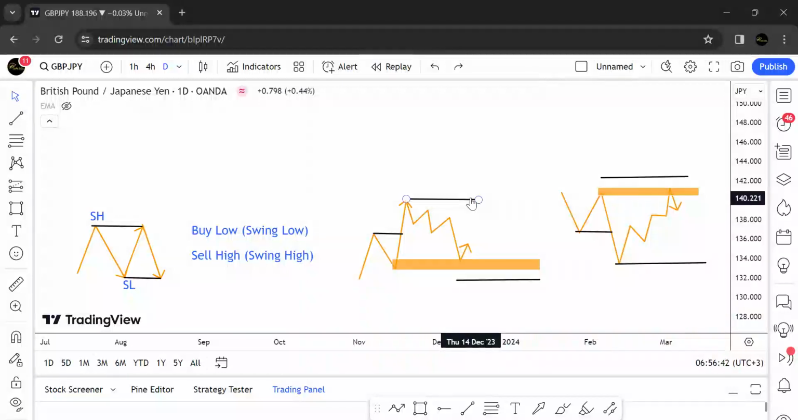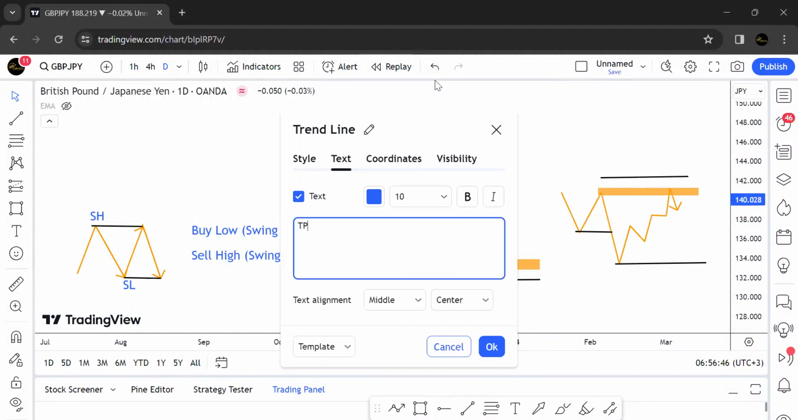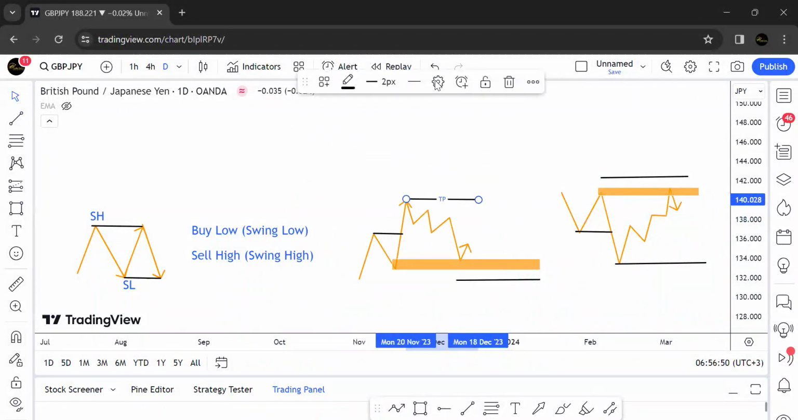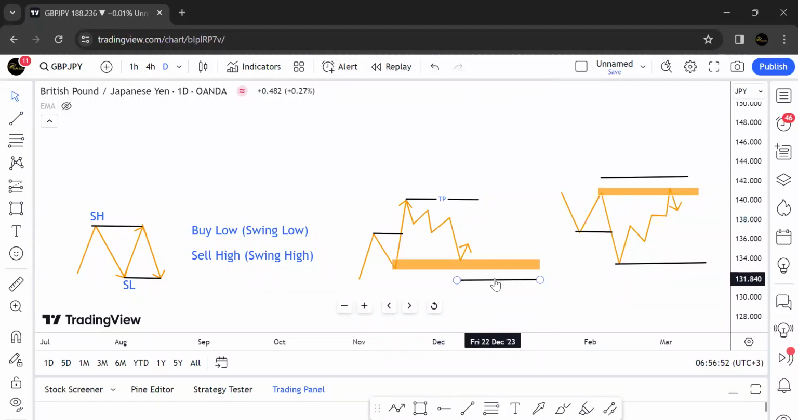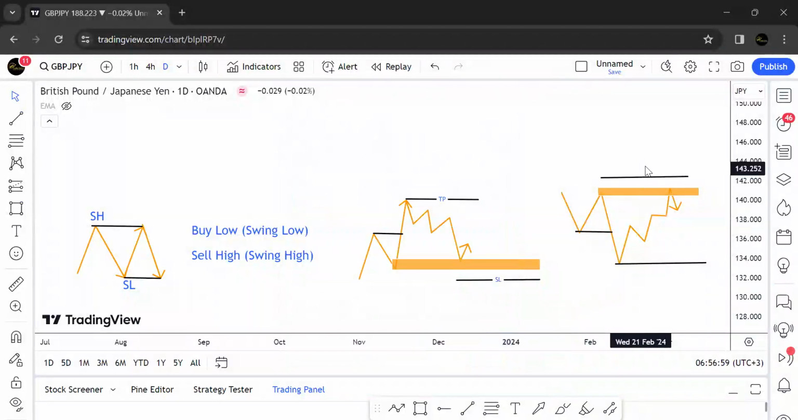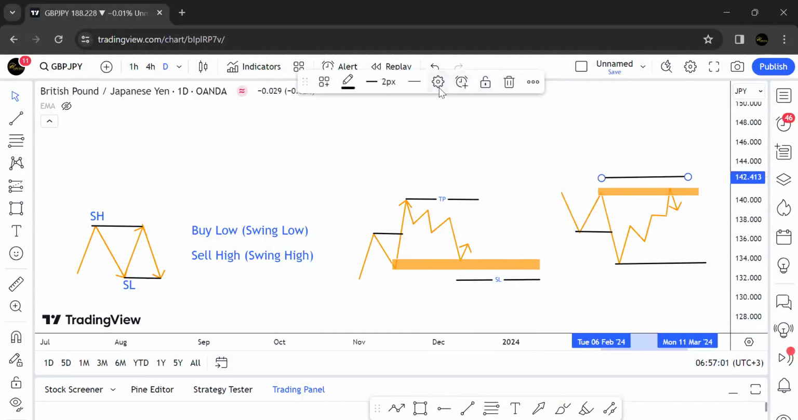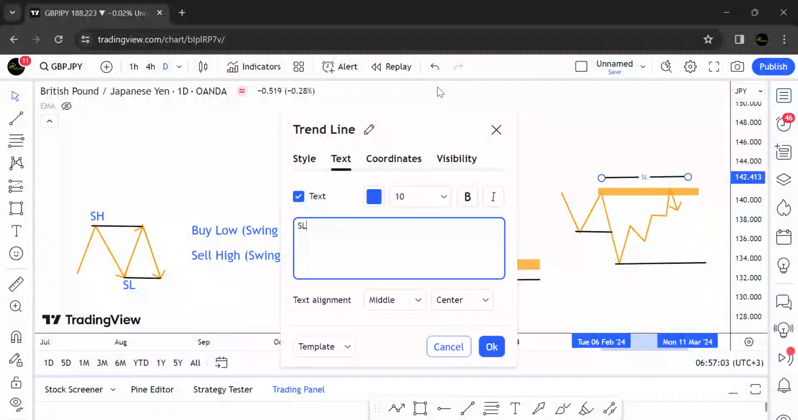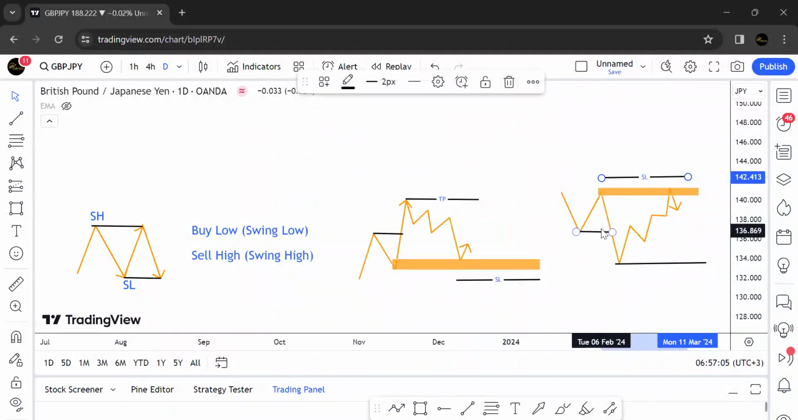So here we're going to put your take profit. We'll call it TP. And here we're going to put our stop loss. We'll call it SL. Those are just initials of stop loss and take profit. So this will be our SL, and this will be your take profit.